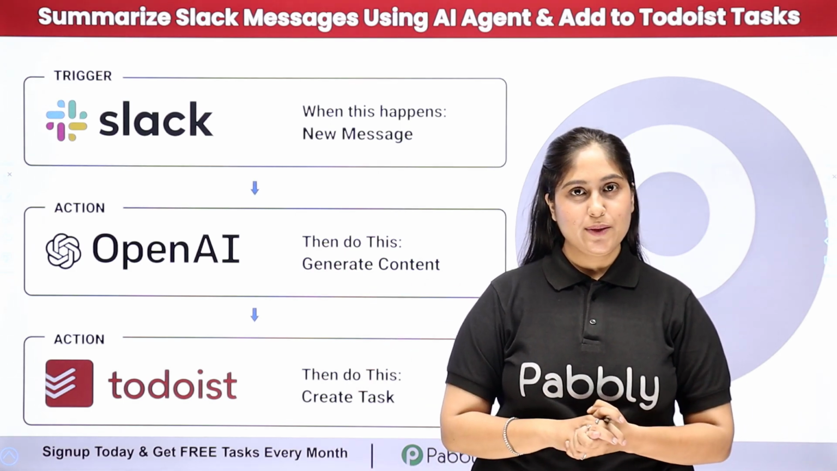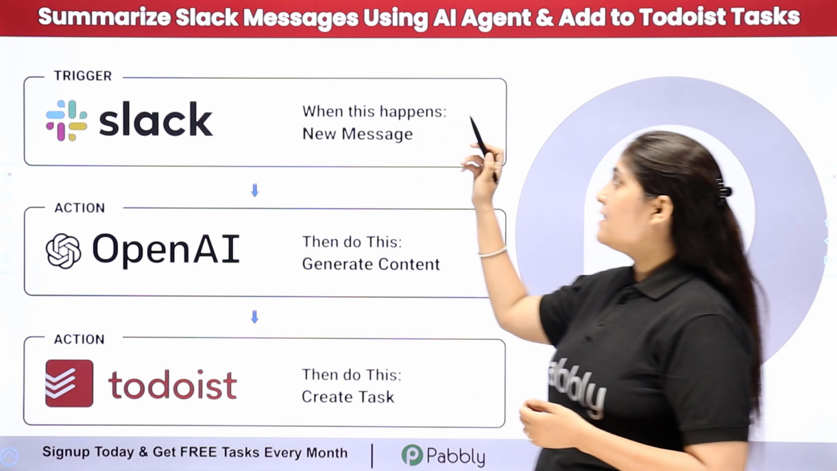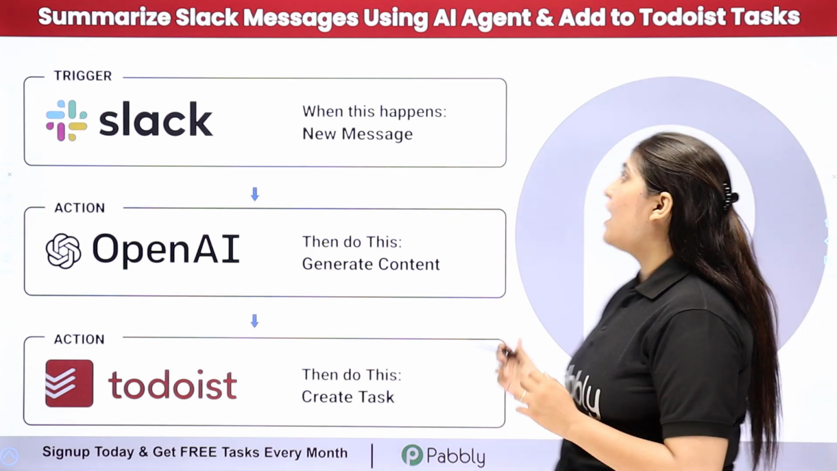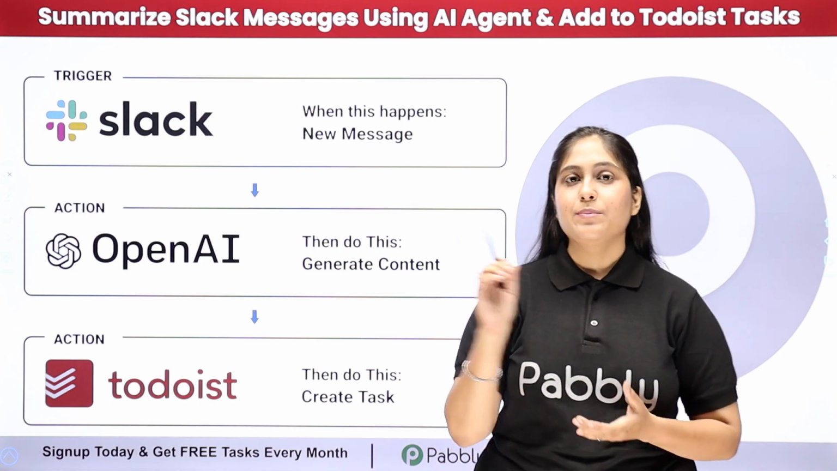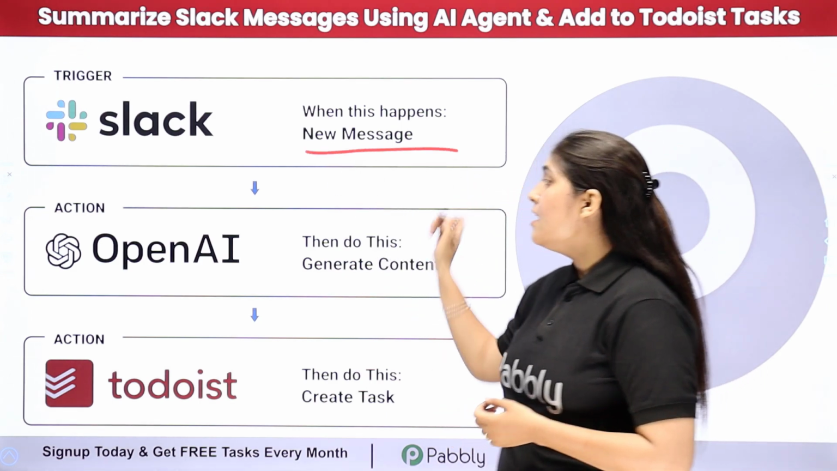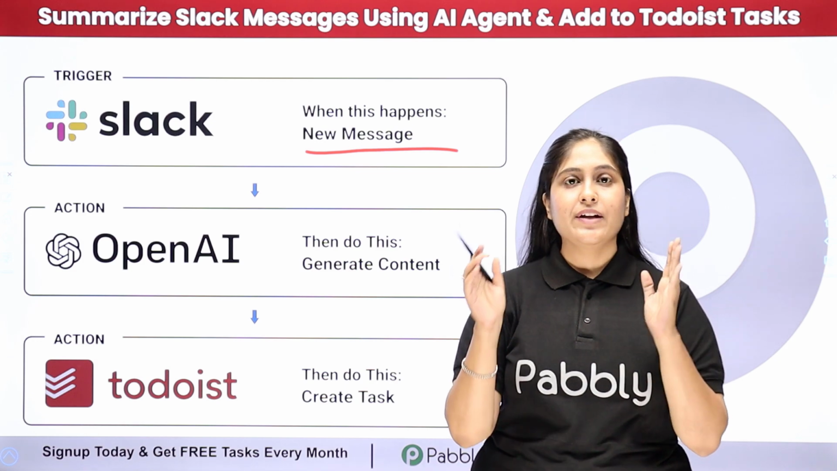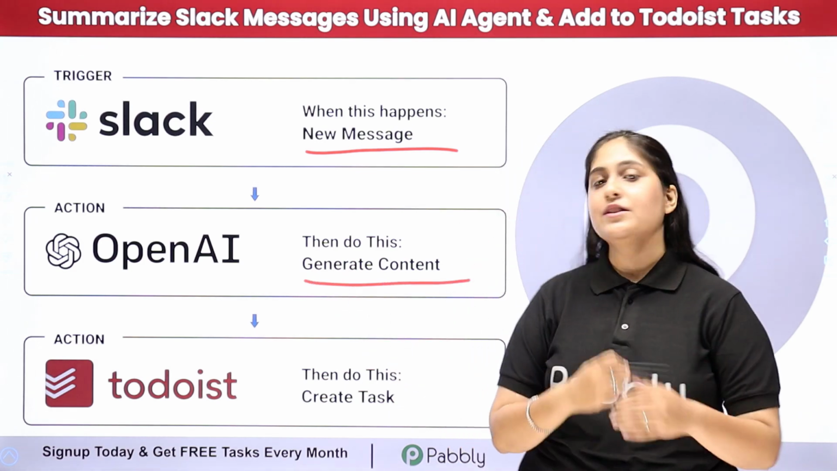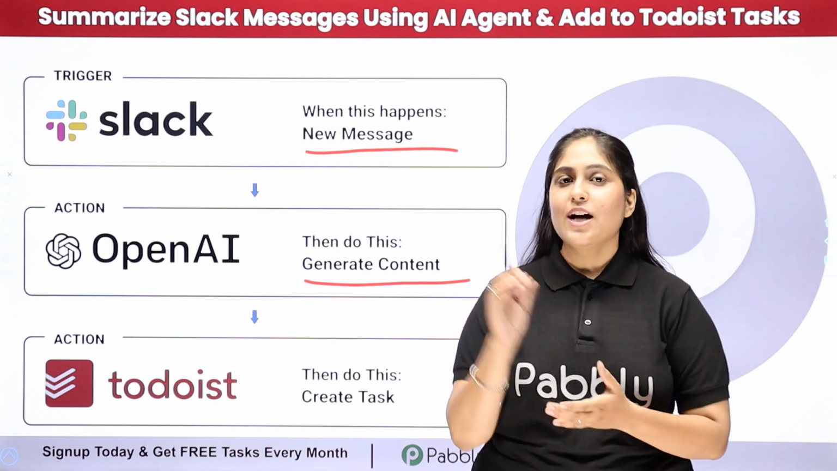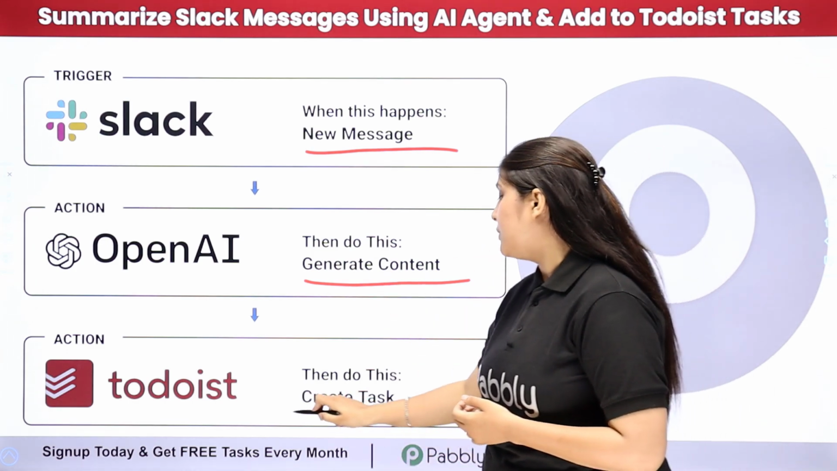In this video, we are going to understand how to summarize Slack messages using an AI agent and add them to a Todoist task. So my objective is that whenever a new message is updated on my Slack channel, OpenAI should automatically generate the summary and extract the key points from that message. And then after that, a new task should automatically be created for the same in my Todoist account.